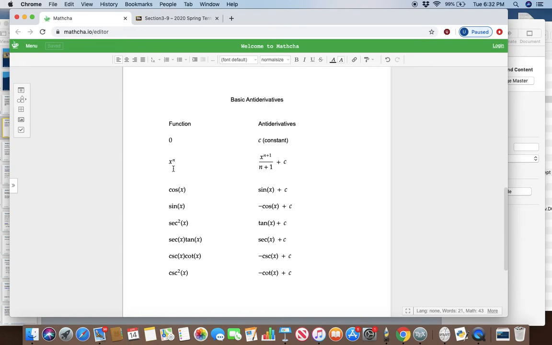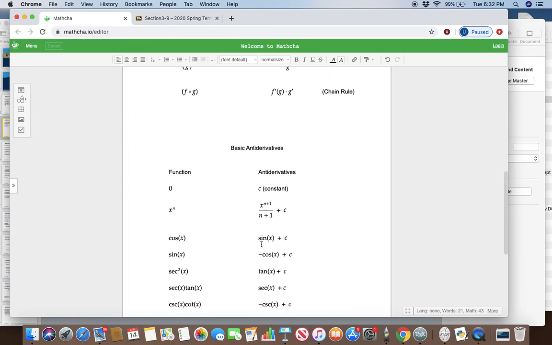Antiderivative of x to the power n: you increase the power and divide by the resulting power, plus constant. Why? When I take the derivative of this, the constant will give me 0 and this will give me this. Likewise, antiderivative of cosine is sine plus constant. Antiderivative of sine, negative cosine plus constant.